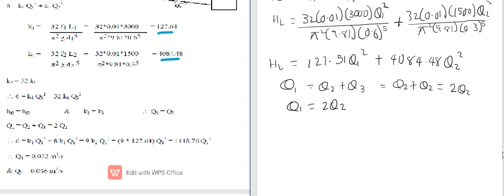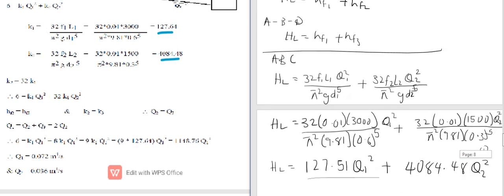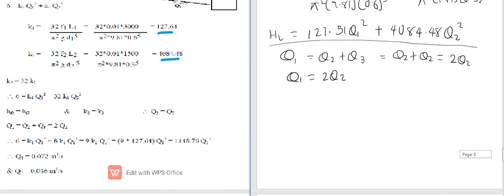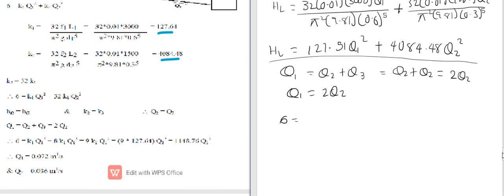Now, let's solve this equation, which we know as equation 1. We know that HL is what? Let me see. HL is 6 meters. So 6 will be equal to 127.51 Q1. But let us substitute Q1 with 2Q2. So that will be 2Q2 to power 2, plus 4084.48 Q2 square.